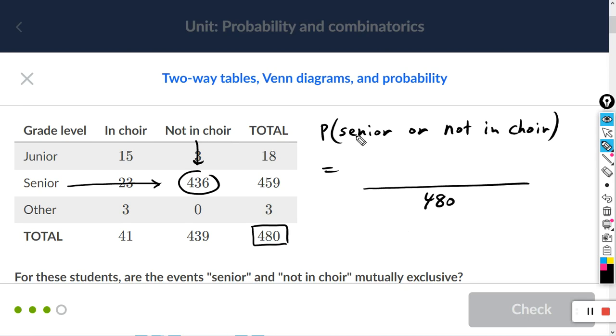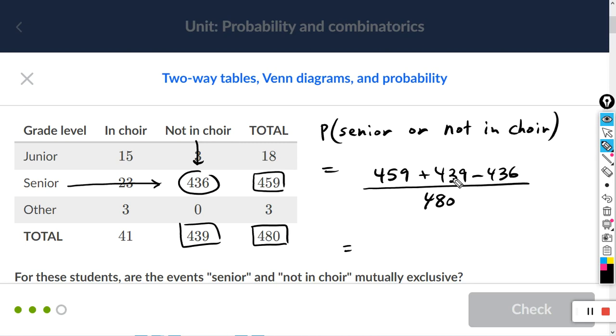Okay, so probability of a senior, if you look at the row for the senior and you go to the total, the seniors, you got 459 seniors. And for not in the choir, here's that column right here. If you go down to the total, the not in choir total is 439. Okay, so we're finding the probability of one or the other, so we're adding. However, we have to subtract the part where they overlap. So it's minus 436.